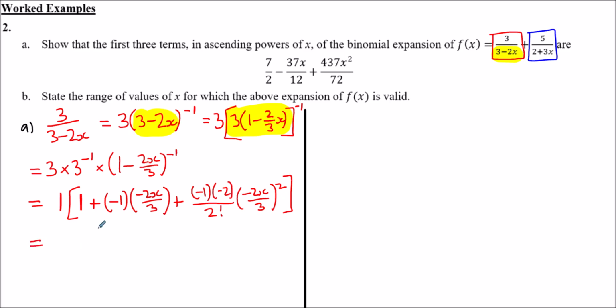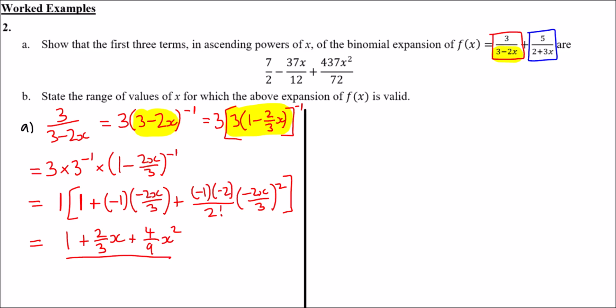Because I'm multiplying by 1, I can just say that all this is just what's inside the bracket. So I'm going to have here just 1. Minus 1 times minus 2/3 gives me positive 2/3, so I've got plus 2/3 of an x. And then this one here, minus 1 times minus 2 is positive 2, divided by 2 factorial gives us 1. Check on a calculator if you're not sure. And then minus 2/3 times another minus 2/3 gives us 4/9. So this becomes just 4/9 of an x squared. So that's what this one becomes.